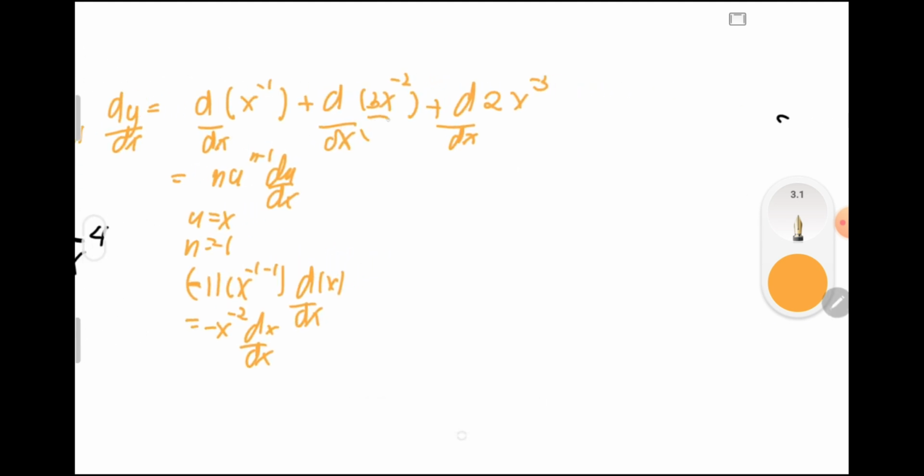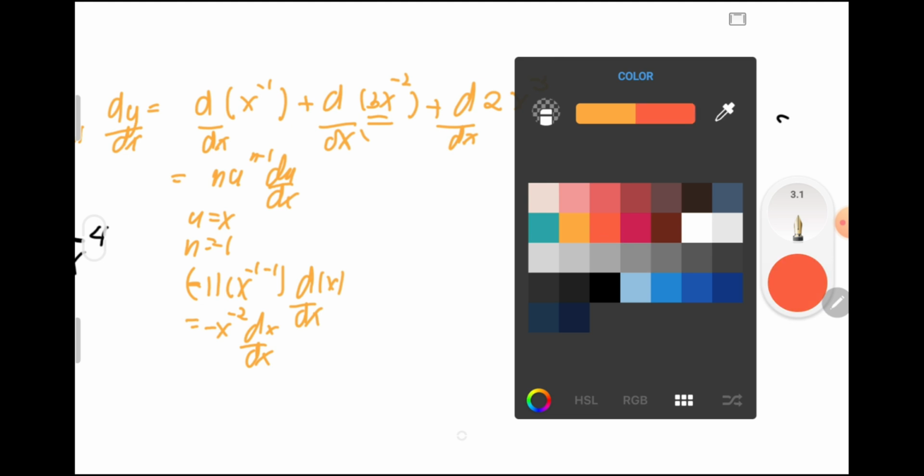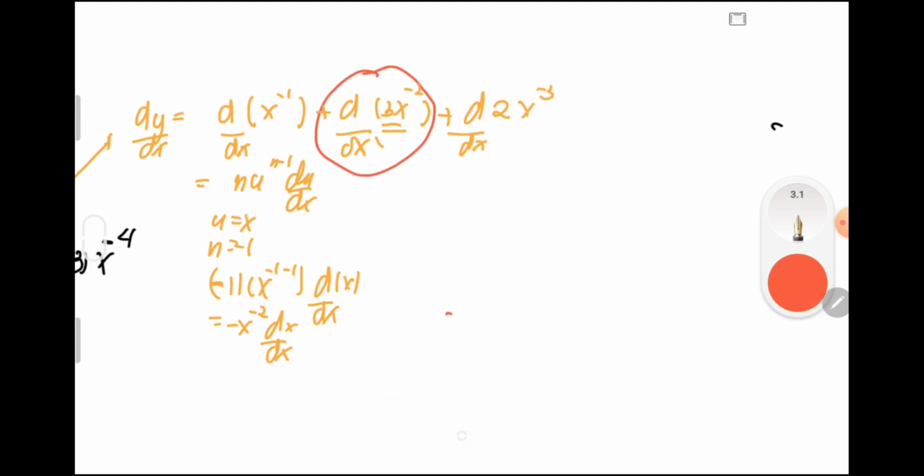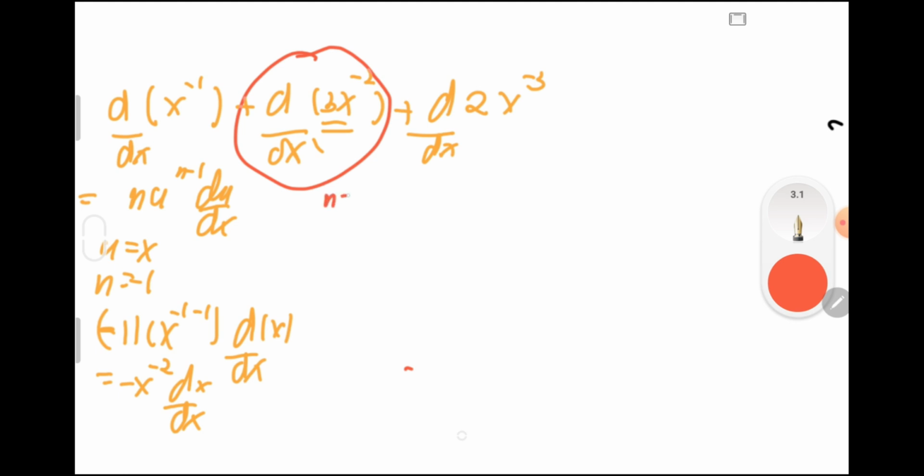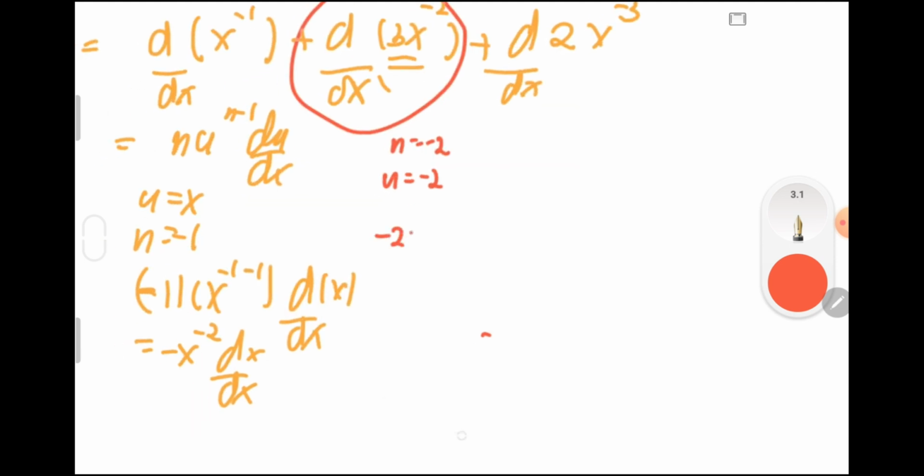Next is our negative 3x squared. So from this, pwede nating sabihin that n is equal to negative 2, wherein your u will be equal to x. So from this, you'll have negative 2. So we'll have a value equal to negative 2 multiplied by dx over dx. So multiplied by yung u natin, hindi ko nalagay, u raised to n minus 1.